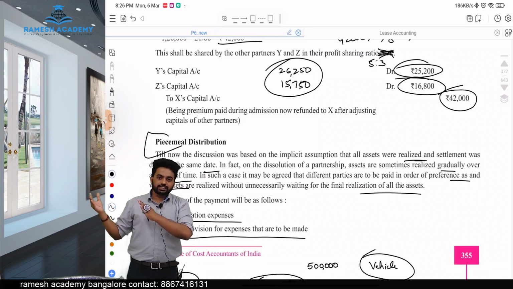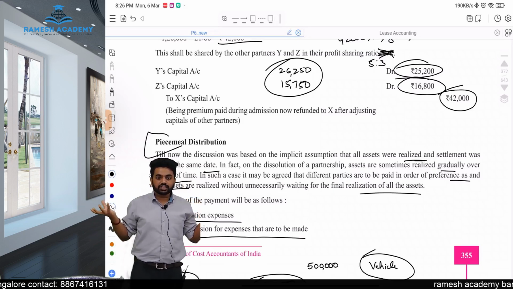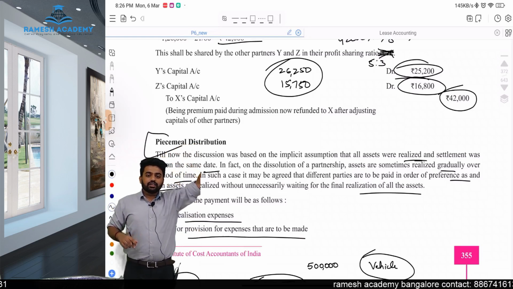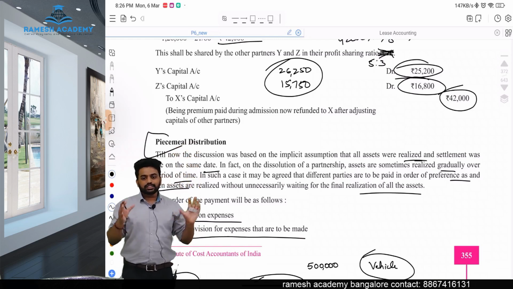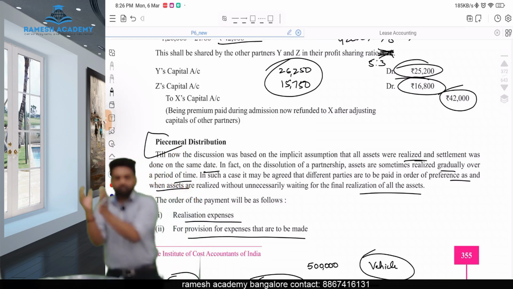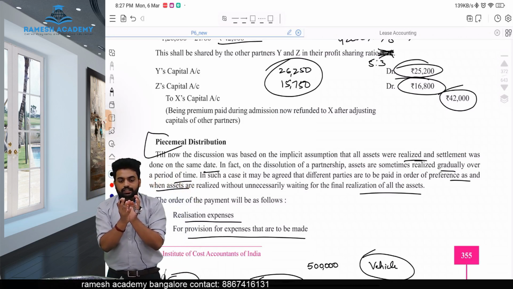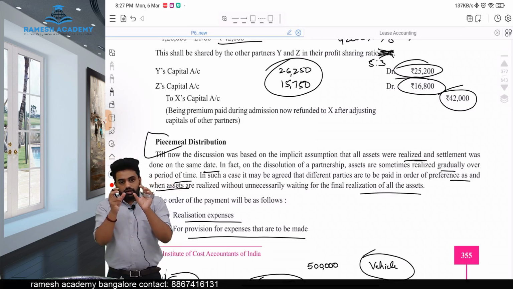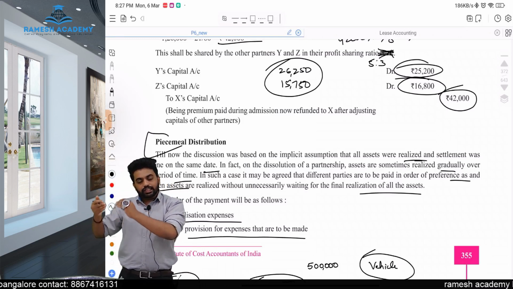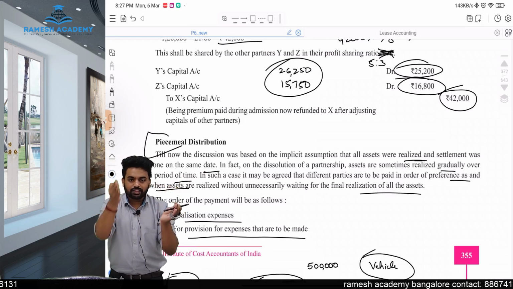Slowly we will start selling the assets one by one, batch wise, or whenever you get offers. Of course you might sell it together also if someone purchases the business directly. But there is a very high possibility that assets slowly start realizing one after the other. So as you start getting money at different times, not all at one time, you start making payments towards your liabilities, later towards your capital. That is called piecemeal distribution. Out of whatever meal you get, you keep piecing it.